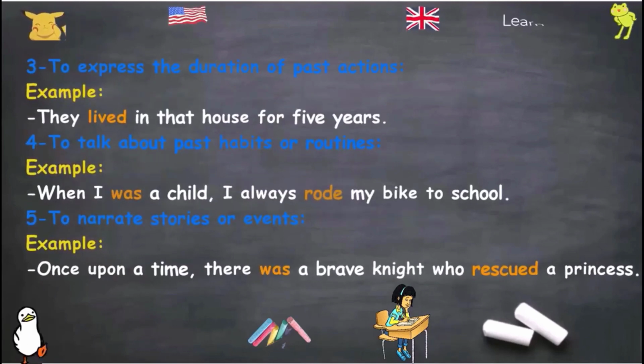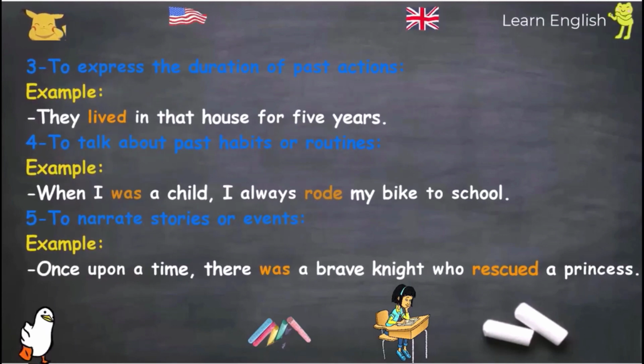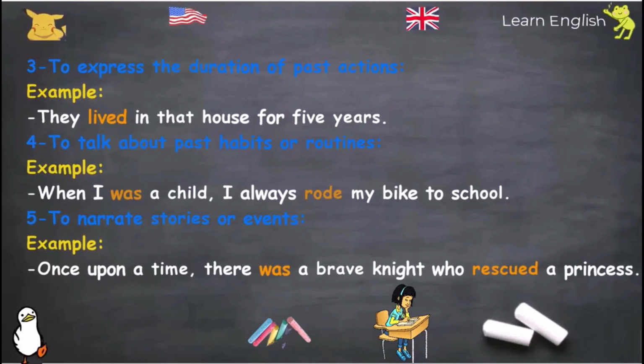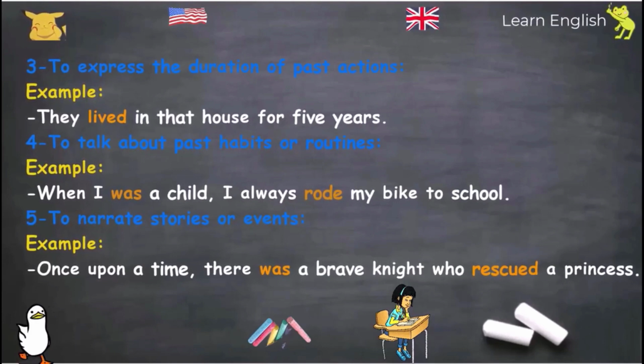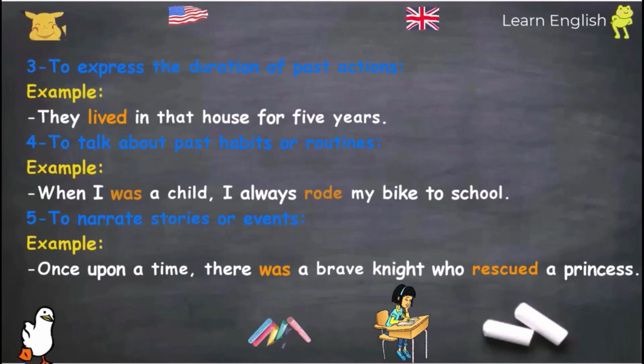To express the duration of past actions. They lived in that house for 5 years. To talk about past habits or routines. When I was a child, I always rode my bike to school. To narrate stories or events. Once upon a time, there was a brave knight who rescued a princess.